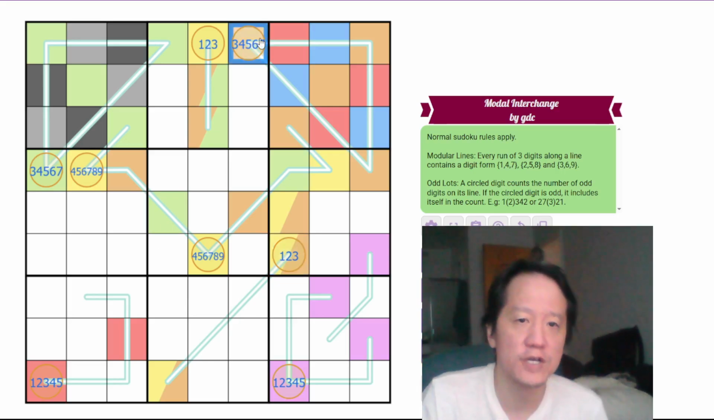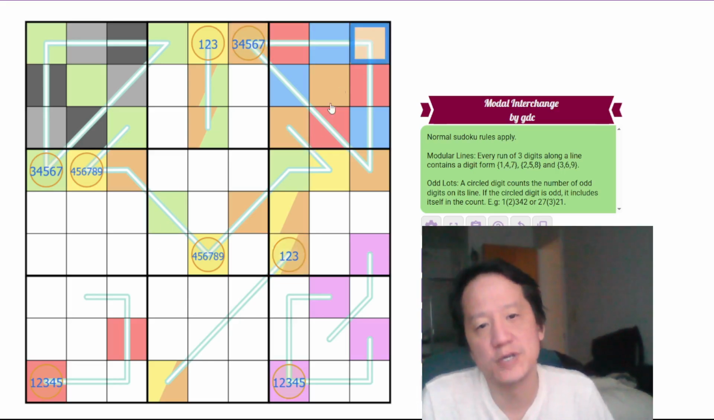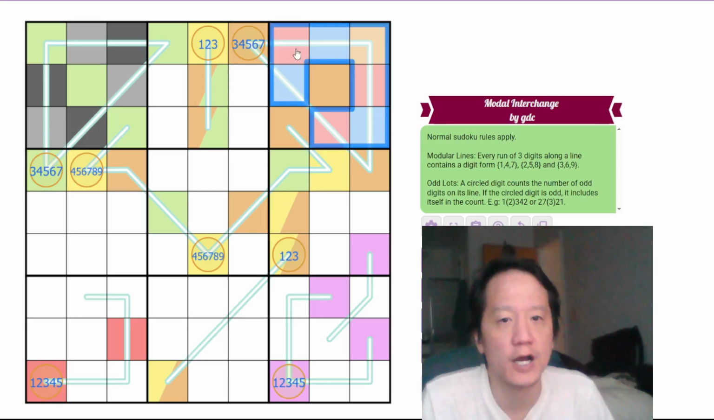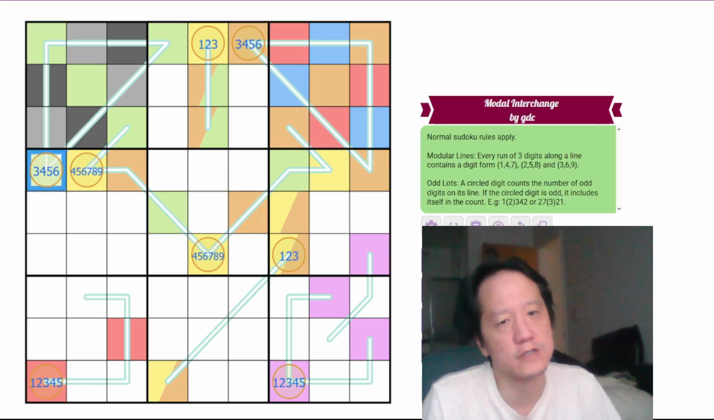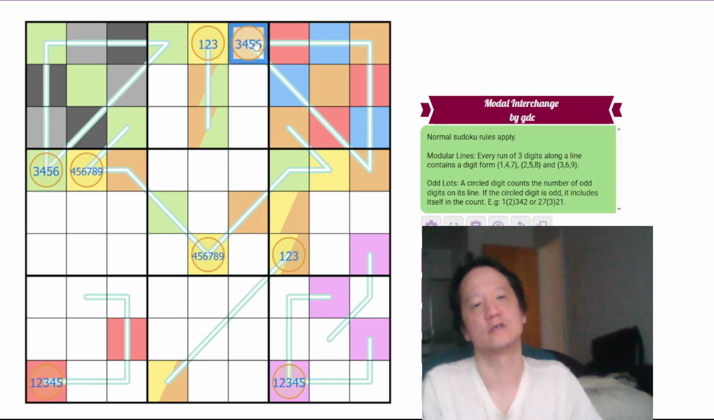If this were 7, this could not be 7, so 7 would have to be one of these 2 digits, but then they would not have 5 odd digits here. So this can never be 7. Could be 6 still, so it's 3, 4, 5, or 6.